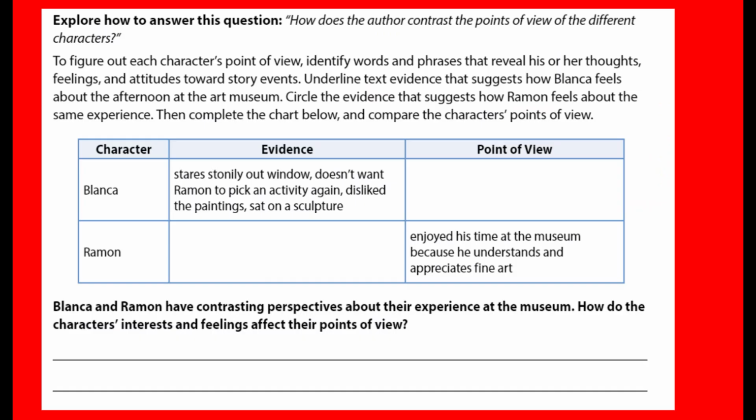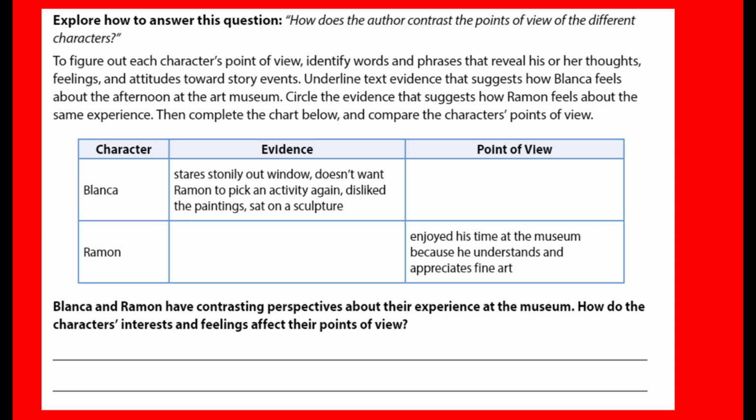So, now that we have analyzed Raymond and Blanca, let's go ahead and move on down to the bottom half of the workbook and get ready to further analyze point of view by completing the chart. So our directions say this. We have to explore how to answer this question. How does the author contrast the points of view of the different characters? So we have to figure out how the author contrasts the points of view of Blanca and Raymond.